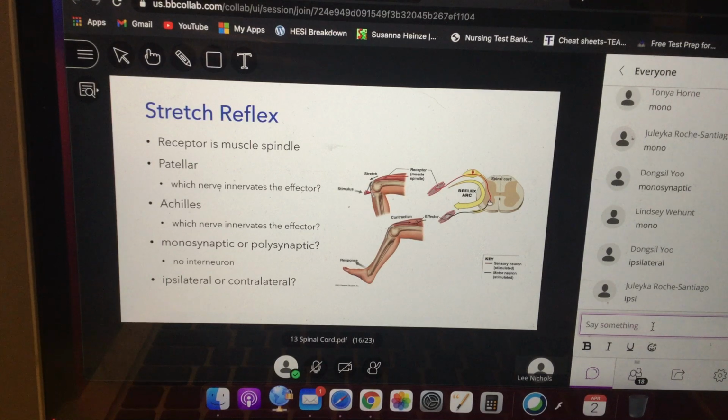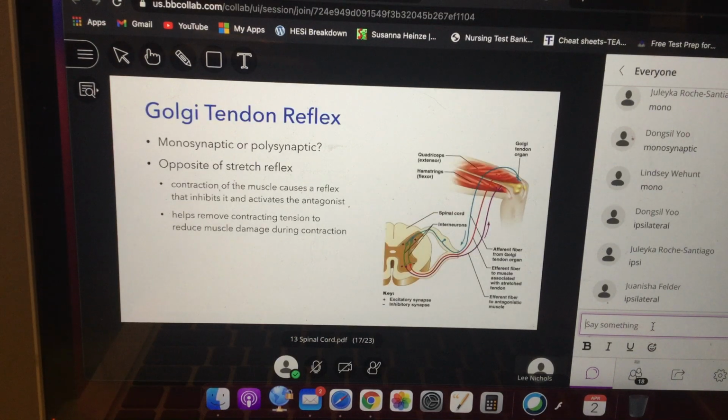Ipsilateral. Good. That's kind of a silly way to think about it, but it's a good way to think about it. If I tap a person's right knee, patellar tendon, that right thigh muscle is going to contract. I'm not going to get a response on the other side of the body. So it's ipsilateral. Like I said, the vast majority of these are ipsilateral.